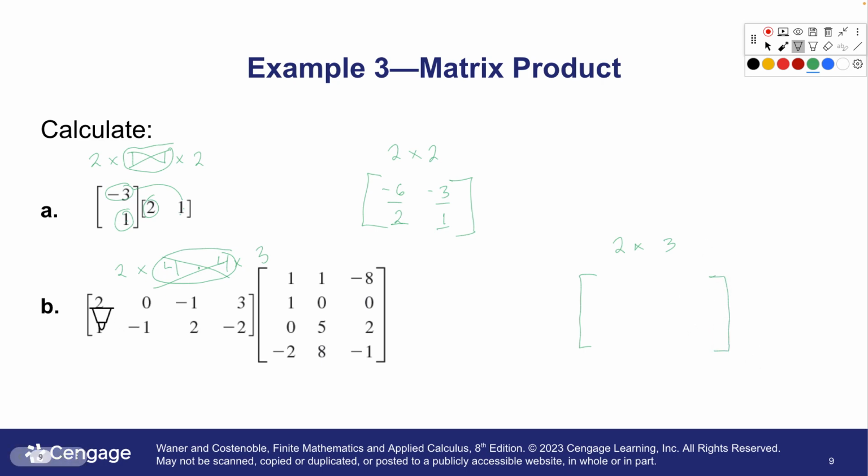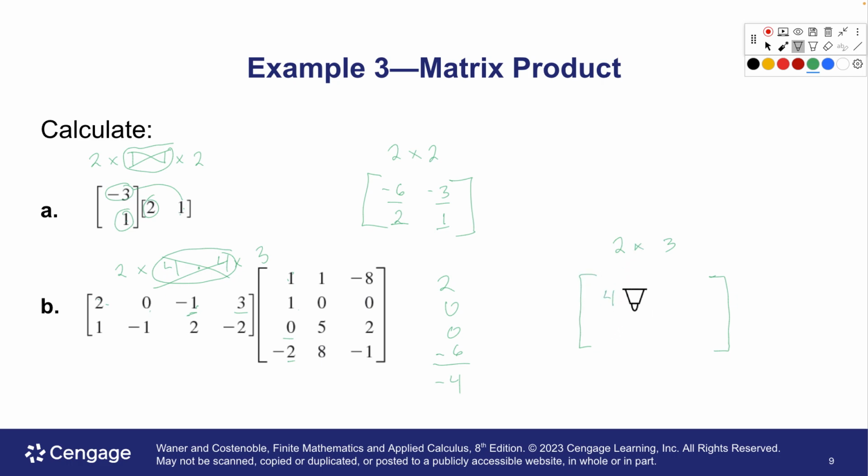And let's just go through here. You can see we're going to get the 3 columns and the 2 rows. So we got 2 times 1. Let's see how I organize this. 2 times 1 is 2. 0 times 1 is 0. Negative 1 times 0 is 0. And then 3 times negative 2 is negative 6. I need to add all these together. I get negative 4. That's what goes here in the first row.